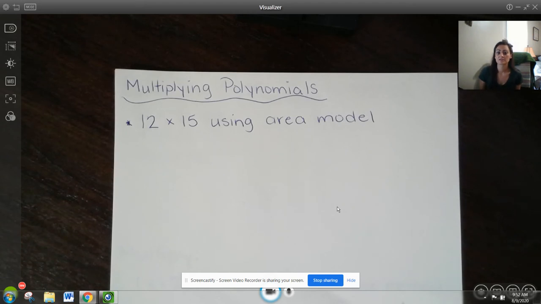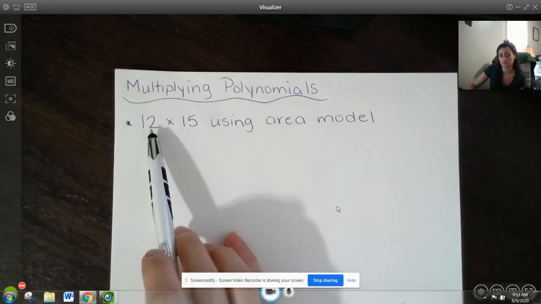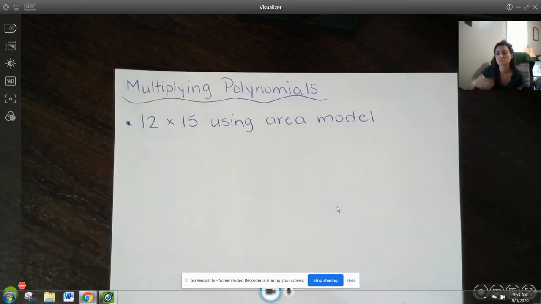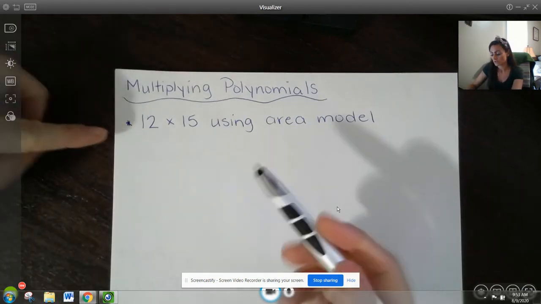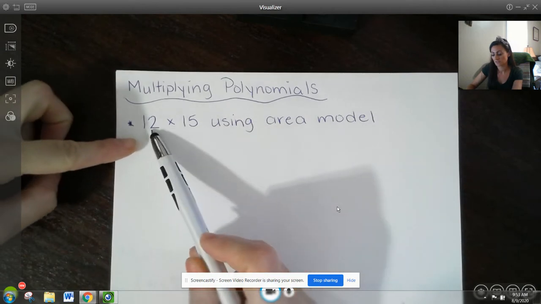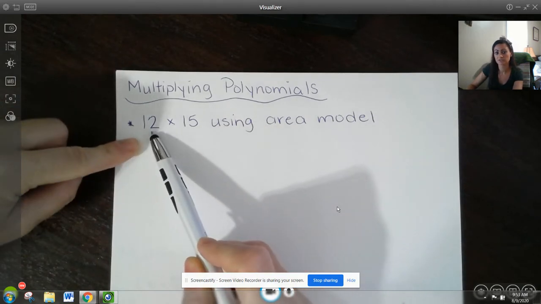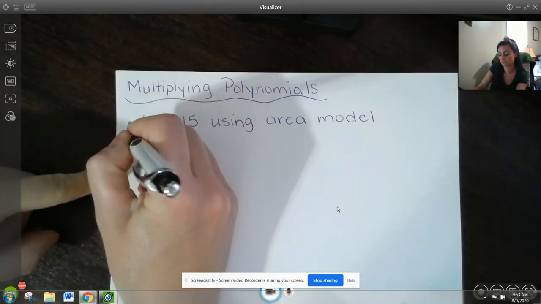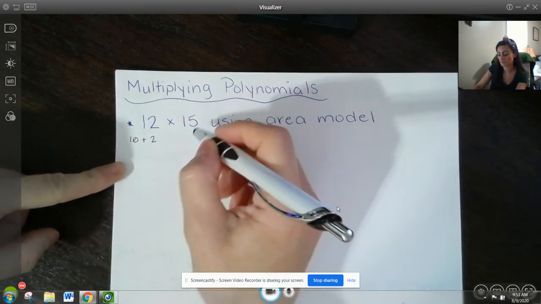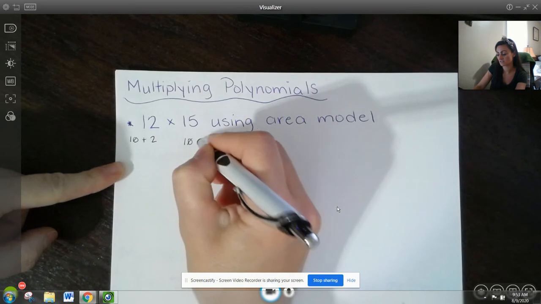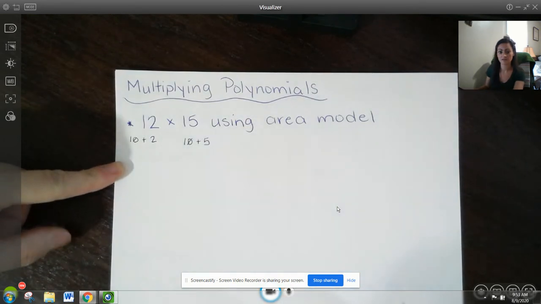So this lesson is a review of how to multiply polynomials. And what we're going to do is start with a numerical problem just to get your brain back into what it means to use the area model. So what I'm going to do is break 12 down into 10 plus 2. And I'm going to do the same thing with 15. So this is 10 plus 5.